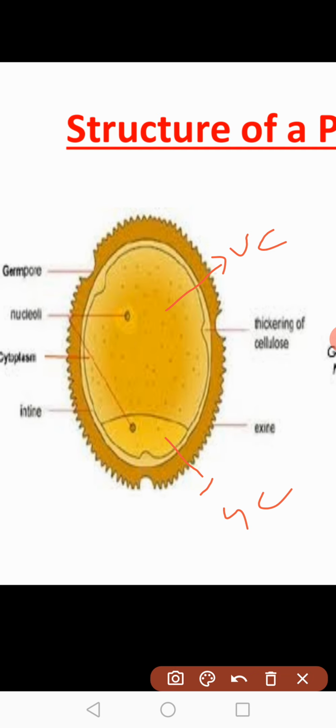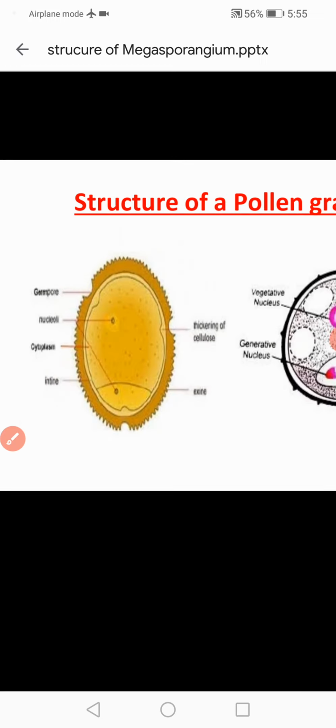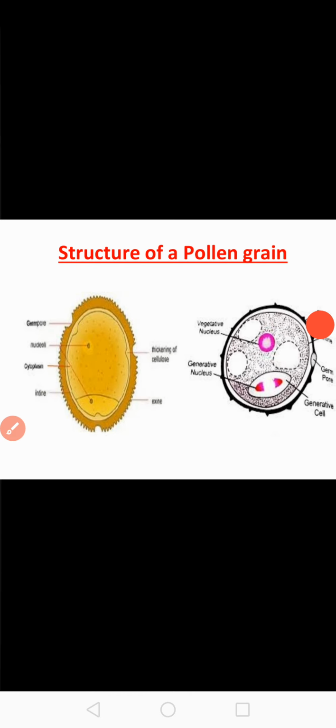Now as the pollen grain matures, the nucleus of the generative cell divides to form two male gametes. So in this way, a mature pollen grain contains two male gametes along with the vegetative nucleus. Am I clear? So this is about the structure of the pollen grain, and these are all about the male reproductive organ of the flower, that is, the stamen.